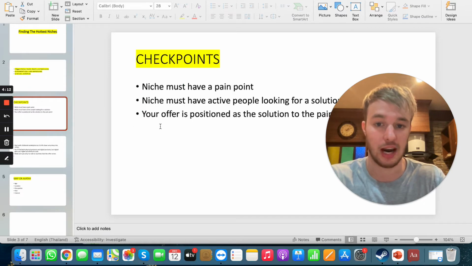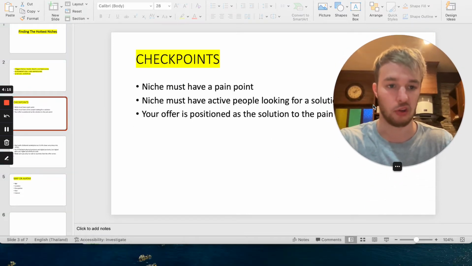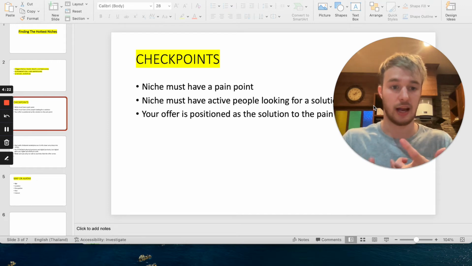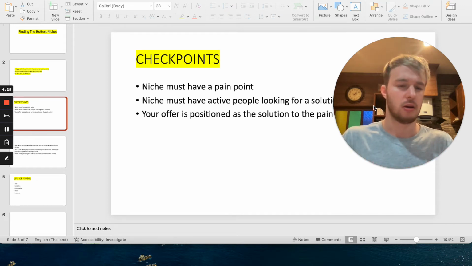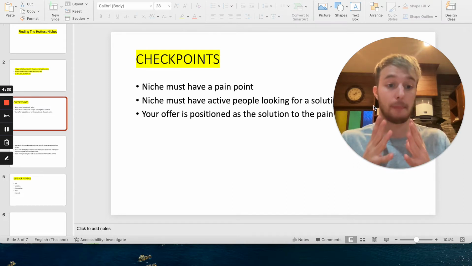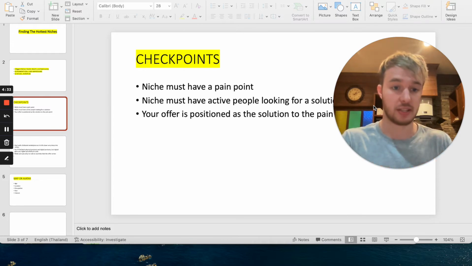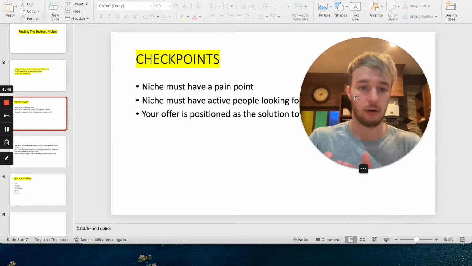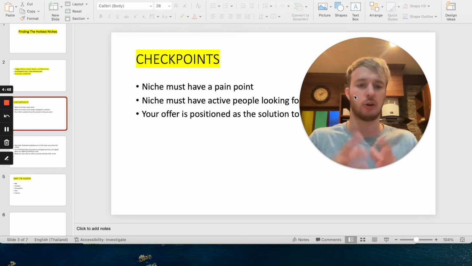Now another checkpoint is that the niche must have a pain point, right? Like we mentioned, health is the biggest pain point, for example, diabetes, heart attack, dying, like cancer, all these are the biggest pain points, right? The biggest, huge emotional pains where people are willing to spend money hand over fist to solve their problems. Another thing is that the niche must have active people looking for a solution, right? If you don't have a big enough audience of people looking for a particular solution to the problem, then it's not such a great niche, right?